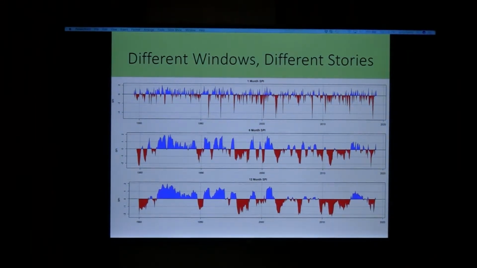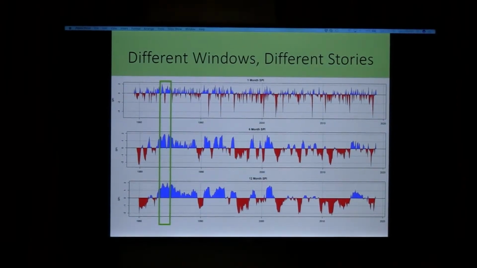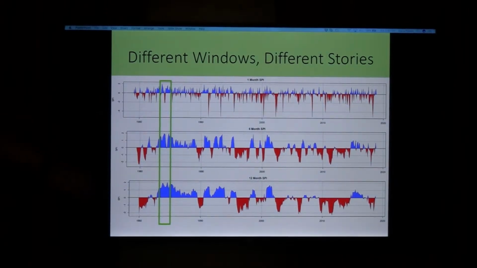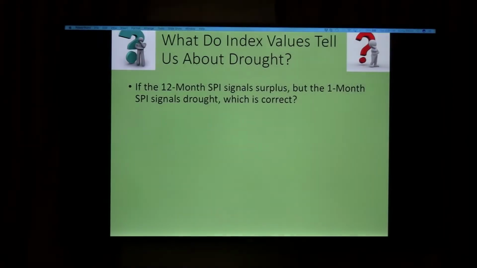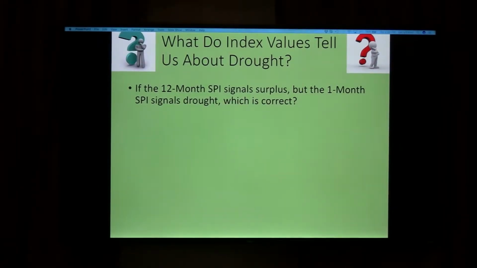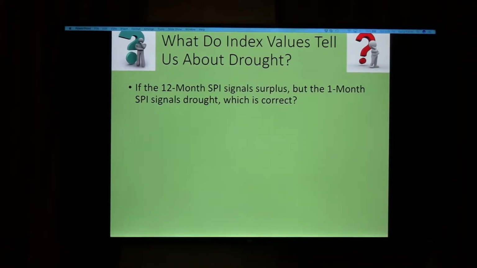And when you look at these different windows, you begin to see different things depending on the size of the time scale that you're using. So here at the 1-month scale, around 1985, there would be some indication that we're heading into some form of severe drought. However, if we're looking at the 12-month SPI, it's indicating that we're in some form of water surplus. So the question becomes, if the 12-month SPI is saying that we're in surplus, and the 1-month is signaling that we're in drought, which one of these windows should we be using? Which one should we be trusting?